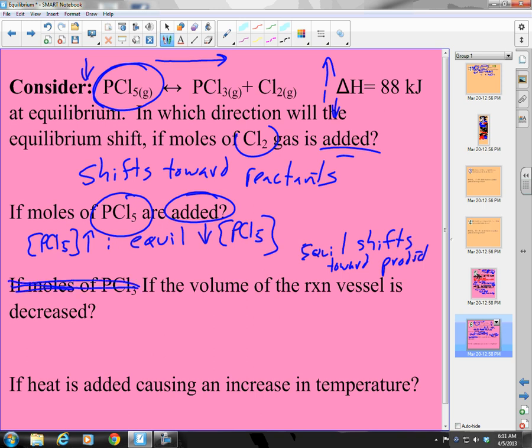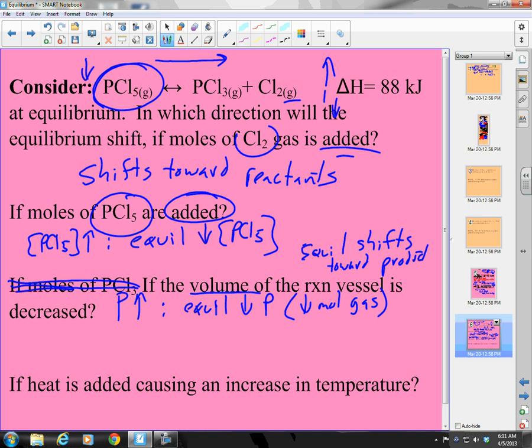If moles of PCl3, I don't know what I was doing there, so let's just skip that. If the volume of the reaction vessel is decreased. Okay, so if my volume decreases, that means what? That means my pressure increases. So then what does my equilibrium want to do? My equilibrium wants to decrease pressure. How do I decrease pressure? I want to decrease moles. Moles of what? Moles of gas. Okay, how many moles of gas?